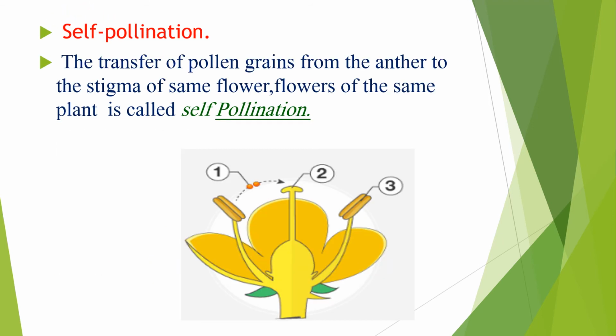Self-pollination. The transfer of the pollen grains from the anther to the stigma of the same flower or flowers of the same plant is called self-pollination. It takes place in the same flower. Look here. This is the anther, this is the stigma. The pollen grains transfer from the anther to the stigma in the same flower or the flowers of the same plant. That is called self-pollination.